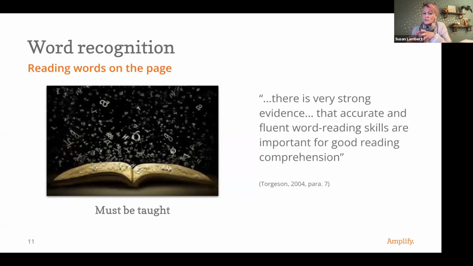Well, word recognition is all about recognizing those words on the page, and that's not a natural process. I can't put a kid in a room with books and adults looking at books and reading books and modeling the reading and expect them to become a fluent reader. We actually have to teach that, and there's really strong evidence that if you are a fluent word reader, or if you can recognize words, it's really important for reading comprehension. As a matter of fact, the correlation between the two is pretty high. So this is the thing that has to be taught.